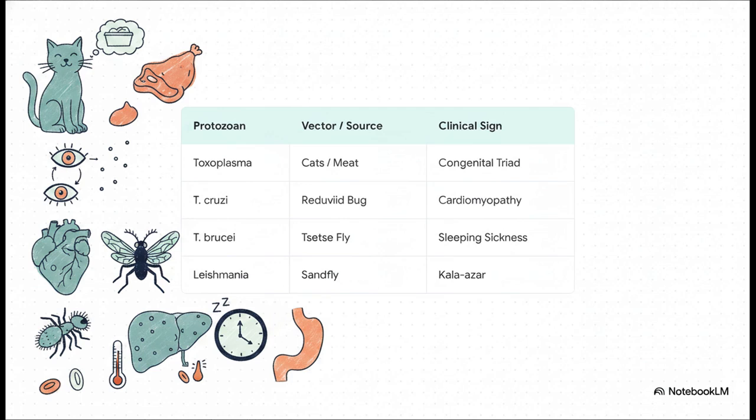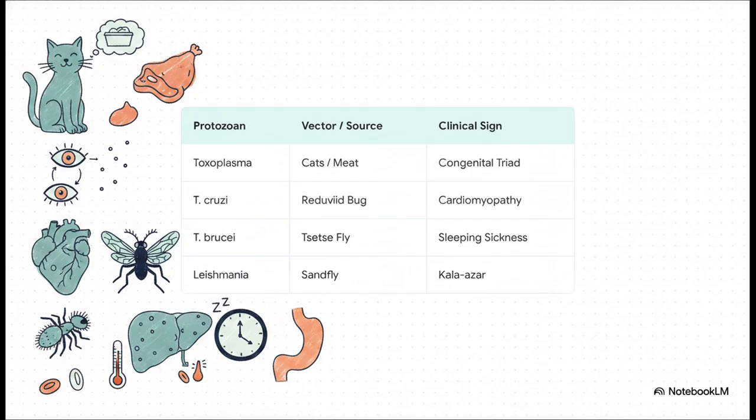Time to drill vectors and signs for CNS and tissue protozoa. Toxoplasma gondii comes from cat feces or undercooked meat. In congenital infections, you're looking for the classic triad: chorioretinitis, intracranial calcifications, and hydrocephalus. In AIDS patients, it causes multiple ring-enhancing brain lesions.